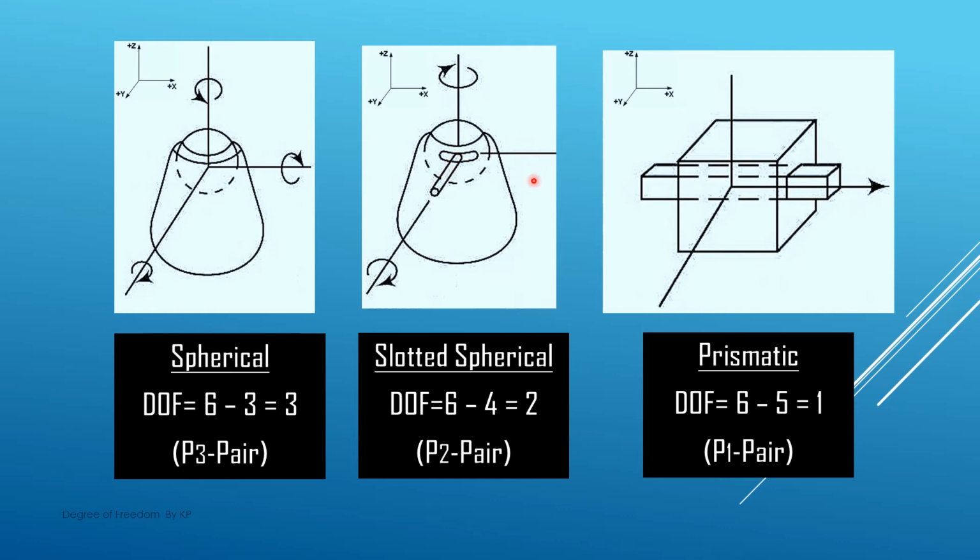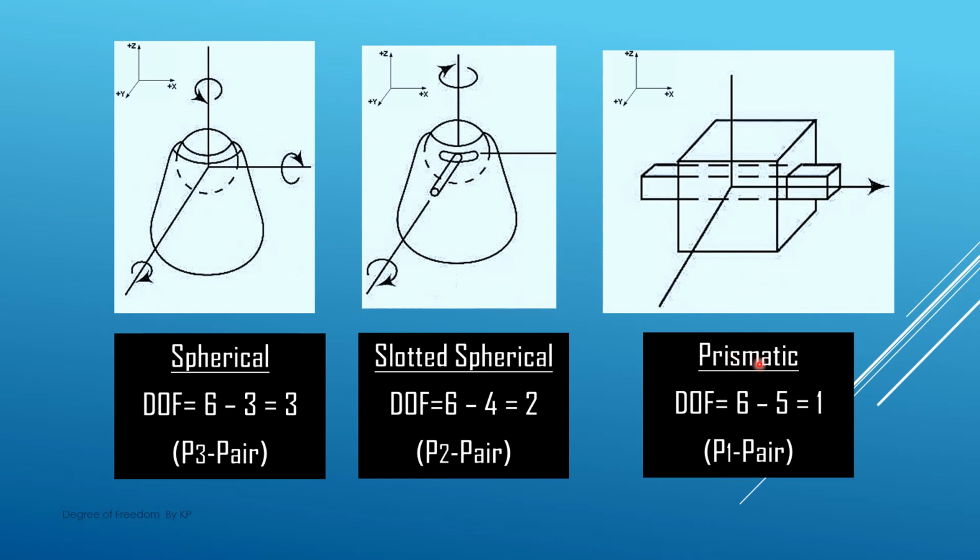So we are putting one additional restriction on the rotational degree of freedom along the x-axis, and it is already having three restrictions in the translatory direction. So total it is having four restrictions. So degree of freedom is 6 minus 4 should be equal to 2. So it is called a P2 pair, means the pair which is having 2 degrees of freedom and 4 restrictions.